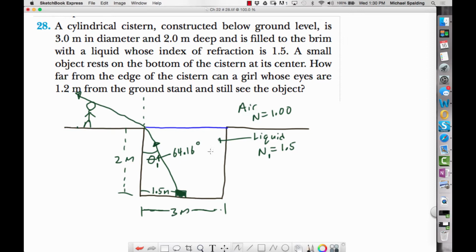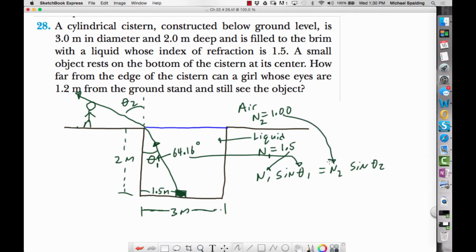This is going to be N1. The liquid has an index of refraction of N1. The air is going to be N2. And then we're going to call this angle here theta 2. Do we now have enough information to find theta 2? Yes. So we do Snell's law. N1 sine theta 1 equals N2 sine theta 2. So N1 is 1.5. You plug that in. Theta 1 is 64.16. N2 is 1.0. So you punch that all in.